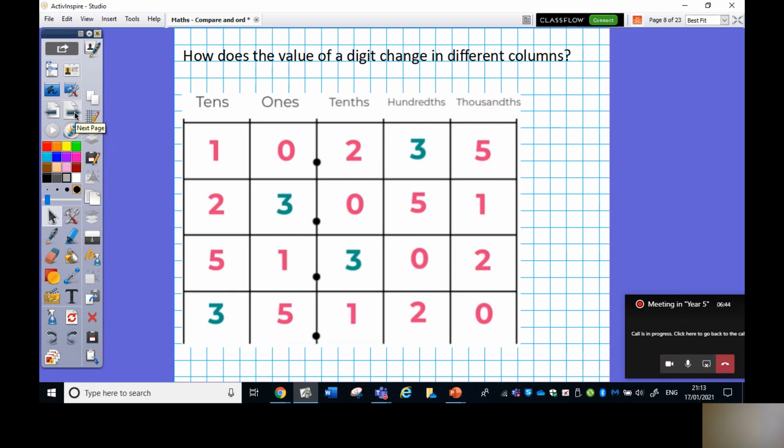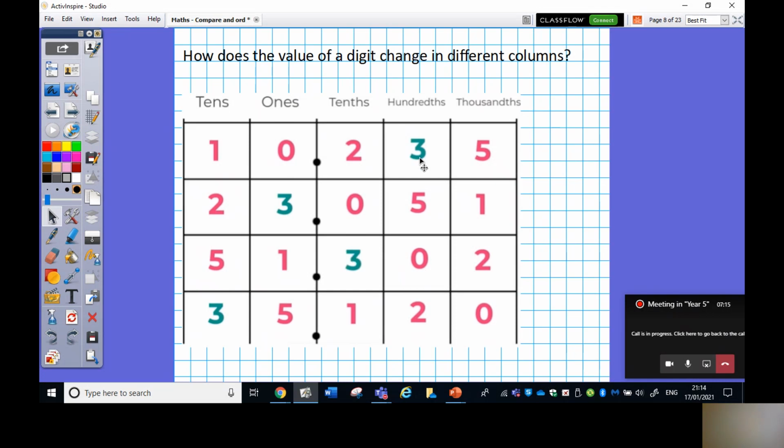Let's take a look at the 3s. What's the relationship between the 3s and how does the value of that digit change in different columns? So let's take a look. The 3 in the tens is 10 times greater than the 3 in the ones. The 3 in the hundredths is 10 times smaller than the 3 in the tenths.